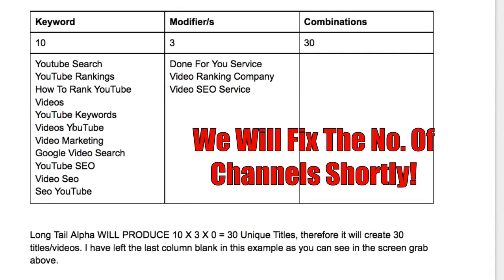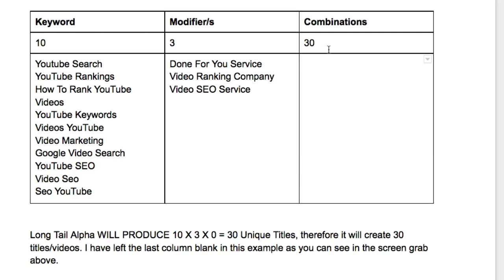Here you can see I've got 10 keywords. I've got 3 modifiers, and in the last one I've just left a blank space. But 10 times 3 is 30 combinations, and so Longtail Alpha will produce 30 unique titles. Therefore, it'll create 30 unique videos. As I said, I left the last column blank, so that there's only 2 multiplications being done here.